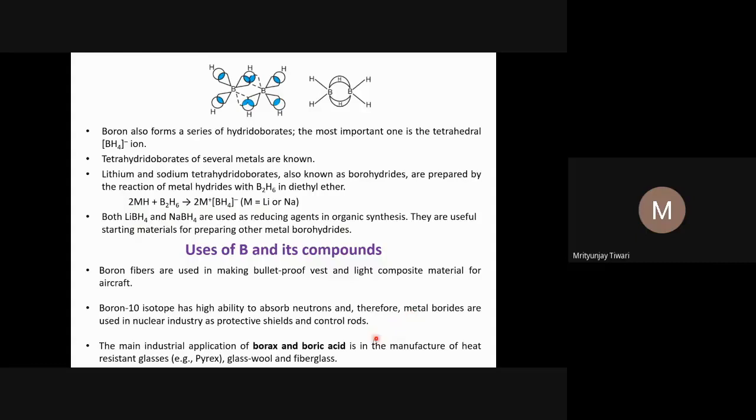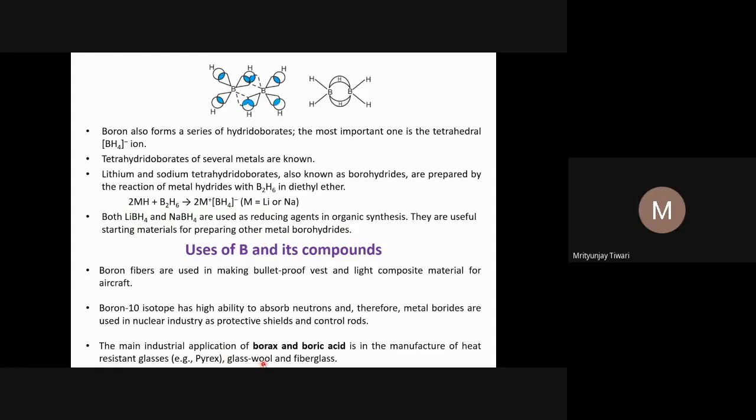Therefore metal borides are used in the nuclear industry as protective shields and control rods as well. The main industrial application of borax and boric acid, these compounds that we have just studied, is in the manufacturing of heat resistant glasses. Why heat resistant glasses? Because these materials are not conducting, and so the heat resistant glasses are like Pyrex.